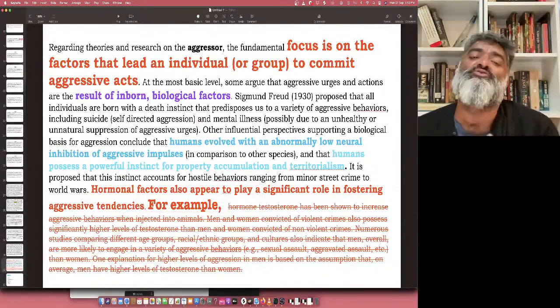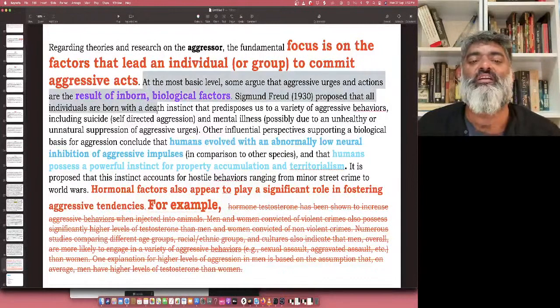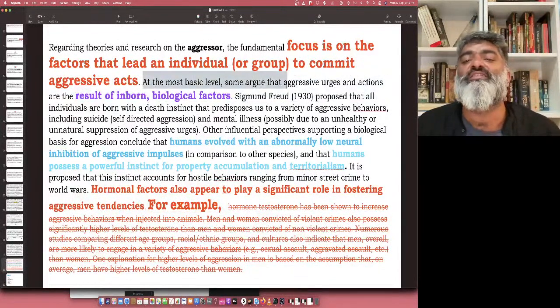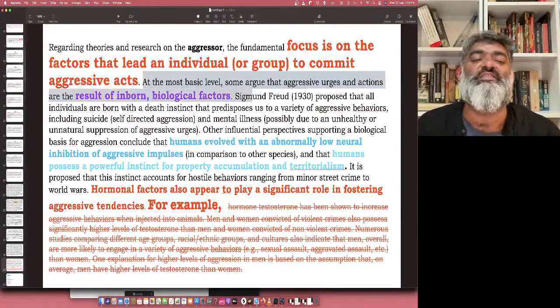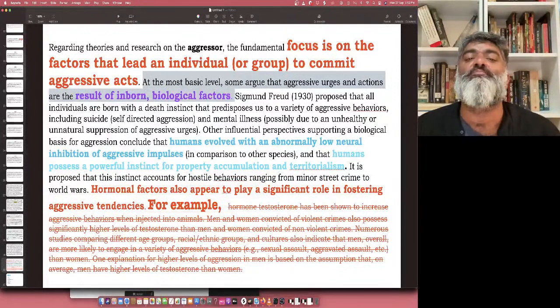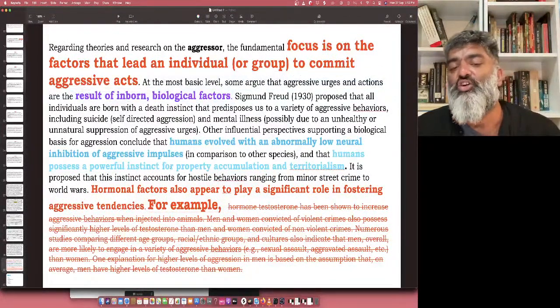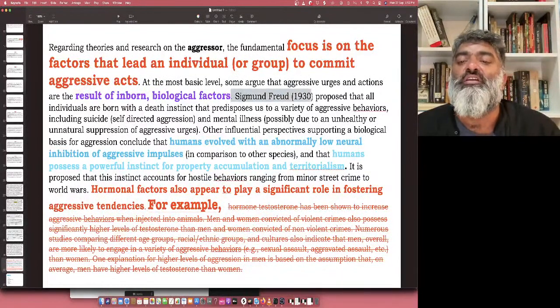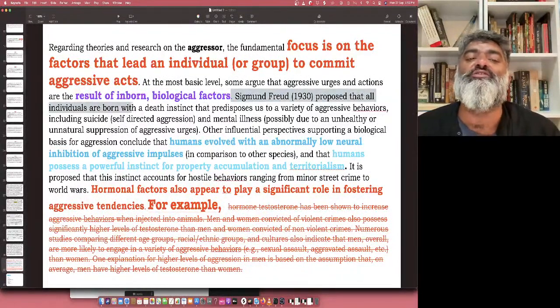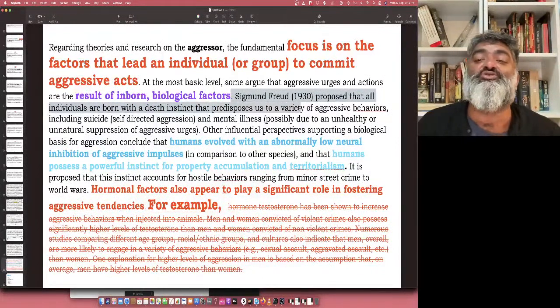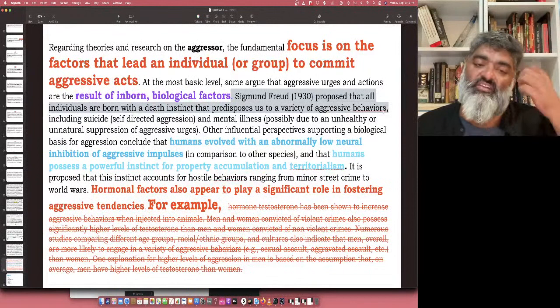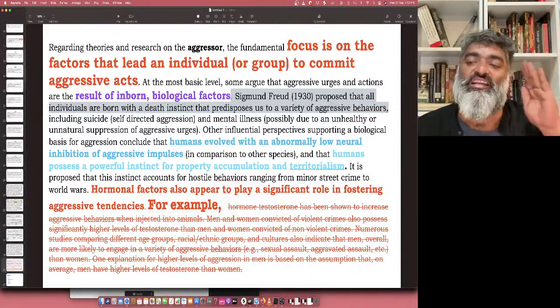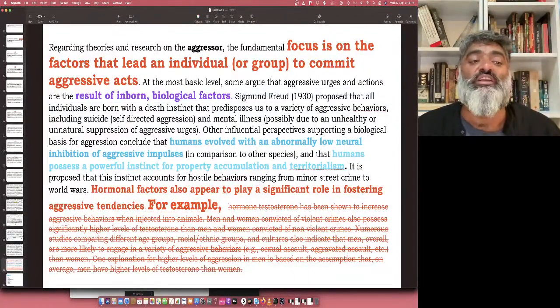Now this is for somebody who's not read it, who's uncomfortable with the idea. At the most basic level, some argue that aggressive urges and actions are the result of inborn biological factors. So in fact, all of these three factors were inborn biological. Sigmund Freud proposed that all individuals are born with a death instinct that predisposes us to a variety of aggressive behaviors. Inborn biological instinct is there, including suicide.